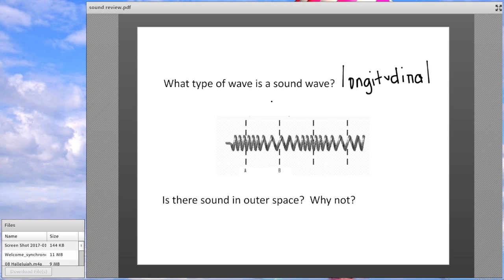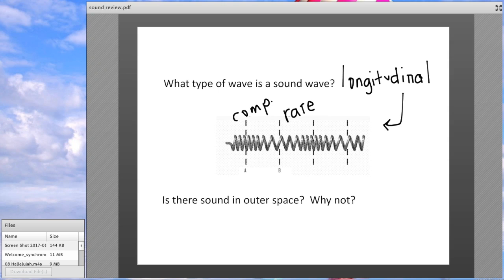But there's one question on the test I want to say, and it says something like, does a sound wave have troughs and crests, or does it have compressions and rarefactions? Well, since a sound wave is a longitudinal wave, it's going to have a compression and it's going to have a rarefaction.